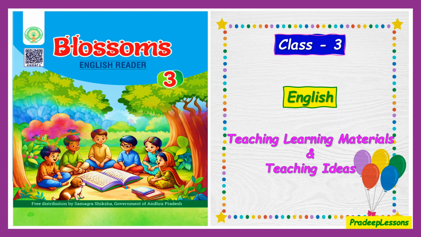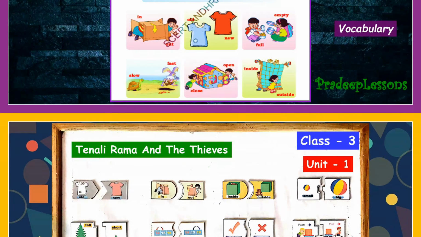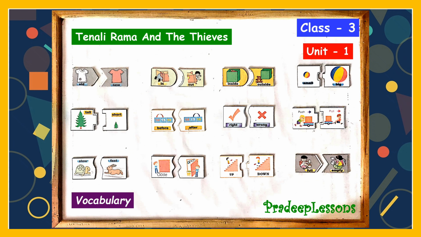Now we are going to watch class 3 English complete teaching learning materials and teaching ideas. My first TLM for class 3 is opposite words. It is in the Tenali Rama and the Thief lesson. For these opposite words, I made matching cards.